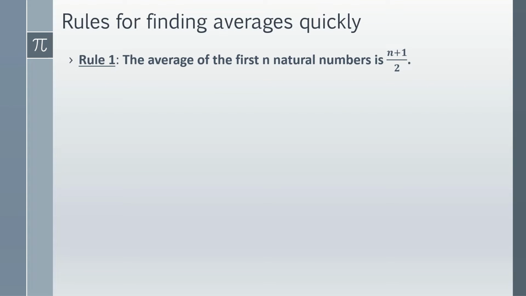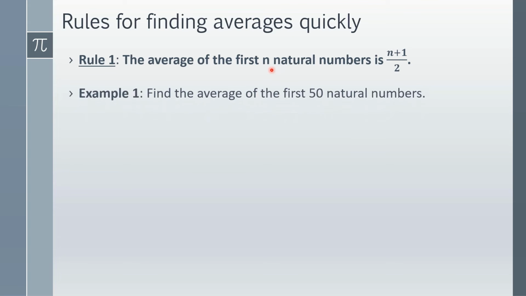First, we learn how to find the average of the first n natural numbers. The natural numbers are 1, 2, 3, 4, 5, etc. They're also called counting numbers. So the first natural number is 1, the first two natural numbers are 1, 2, the first three natural numbers are 1, 2, 3, and so on. To find the average of the first n natural numbers, just add 1 to n and then divide by 2. For example, to find the average of the first 50 natural numbers, you just add 1 to 50, so you will get 51, and then divide by 2, so you will get 25.5.